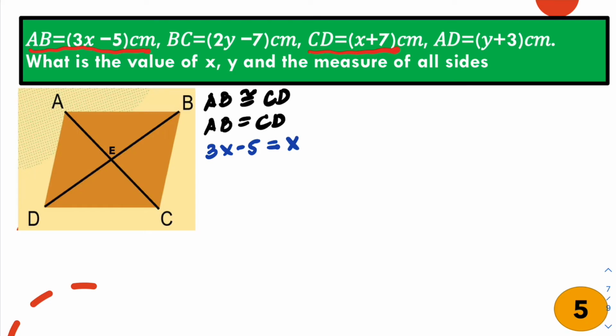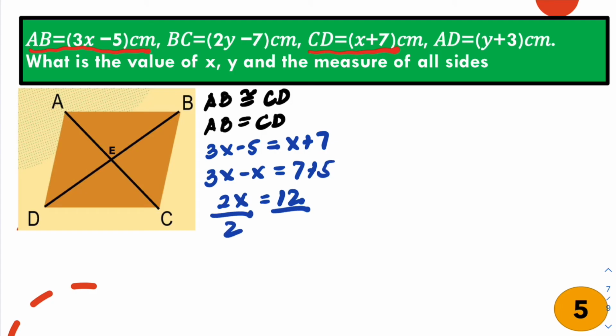Yes, x plus 7. Then, transfer x at the left side and negative 5 at the right side of our equation. We have 3x minus x is equal to 7. Transfer negative 5, magiging positive 5. Simplify, 3x minus x is 2x is equal to 7 plus 5, that is 12. Then, divide it both sides by 2.